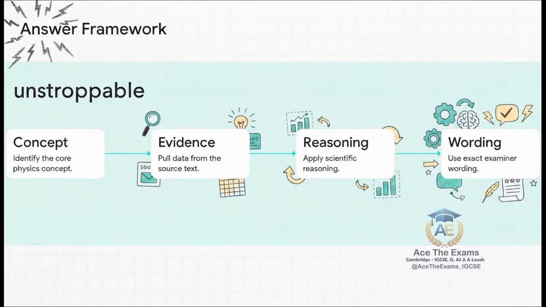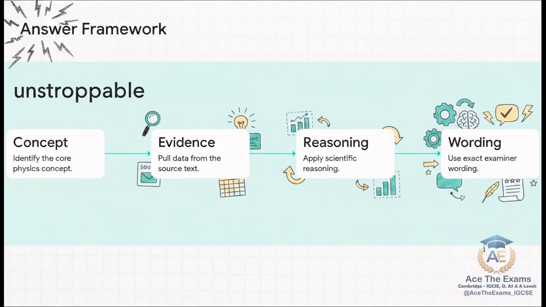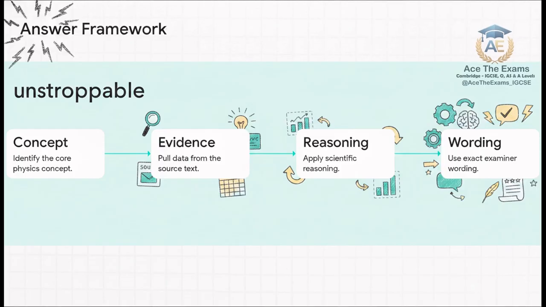To guarantee you never make that mistake, you need a system. This right here is the core framework that turns ordinary revision into an unstoppable top band scoring machine. Step 1, start with the concept. Step 2, grab the evidence or data. Step 3, apply scientific reasoning. And Step 4, use exact examiner wording. Let's see how this builds when we apply it to a real scenario.